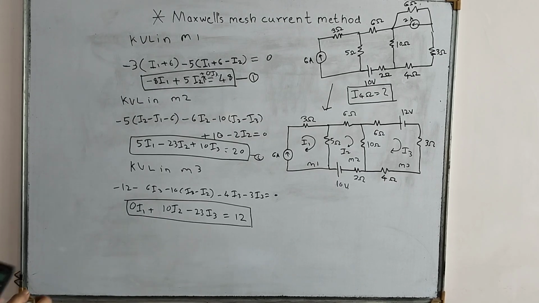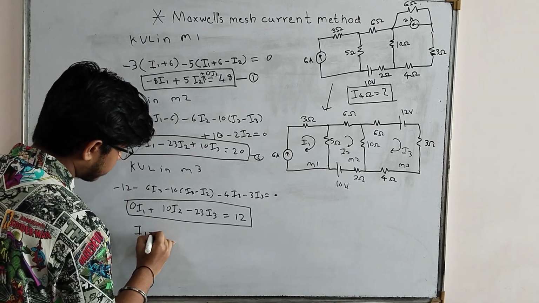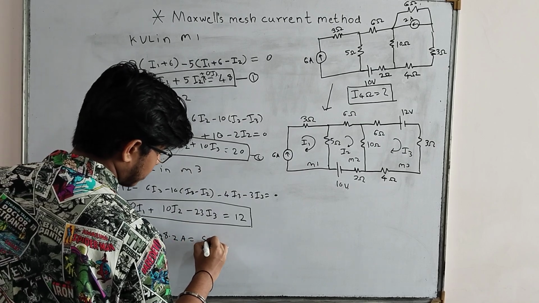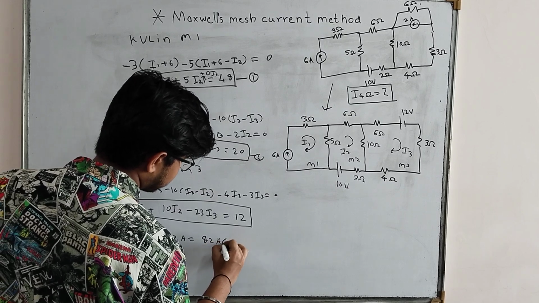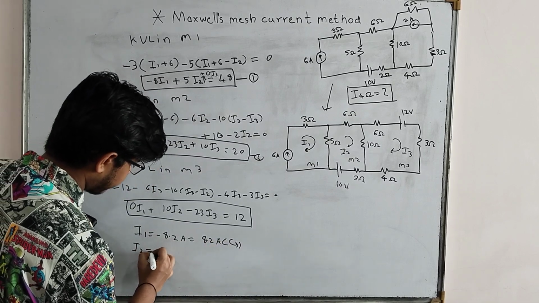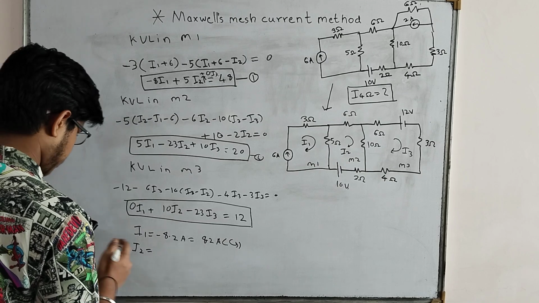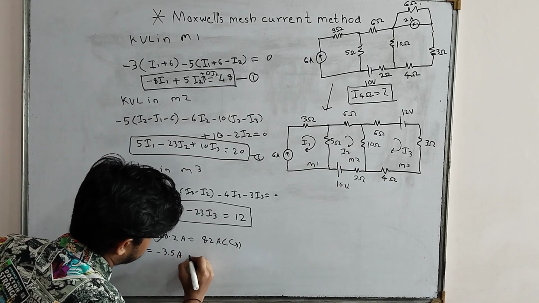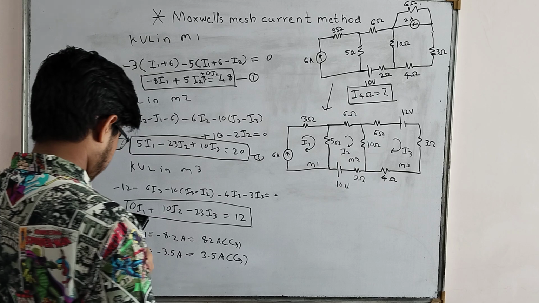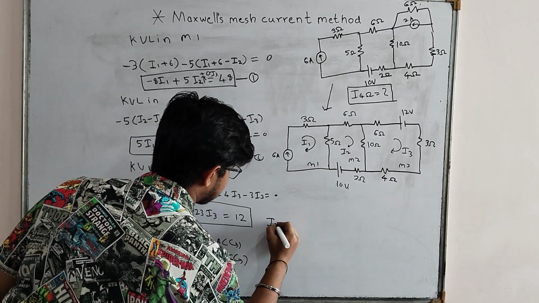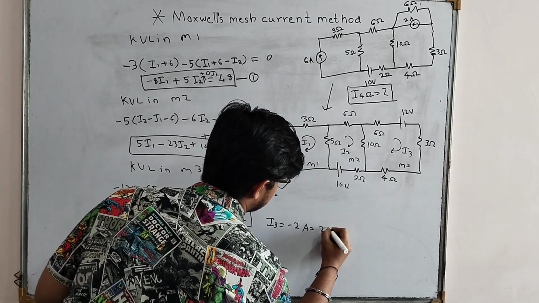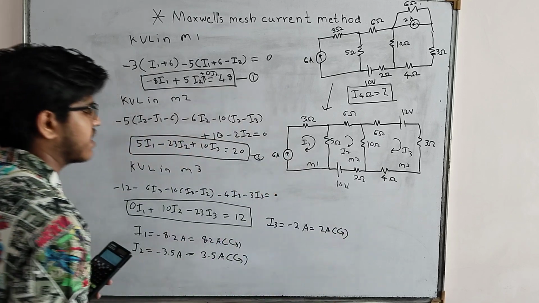Okay, so I just calculated the values on my scientific calculator. So I1 turns out to be minus 8.2 amps. Now why minus sign? Because the current is flowing in anti-clockwise direction. Now I2 is also minus 3.5 amps, so it will be 3.5 amps flowing in anti-clockwise direction. And I3 is also minus, so my I3 is minus 2.0. Okay, I will just write it 2 amps. It is 2 amps flowing in anti-clockwise direction.